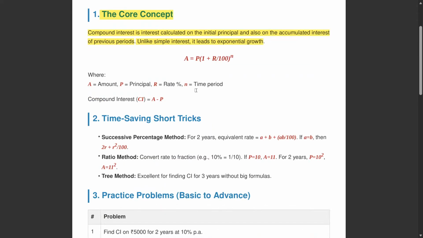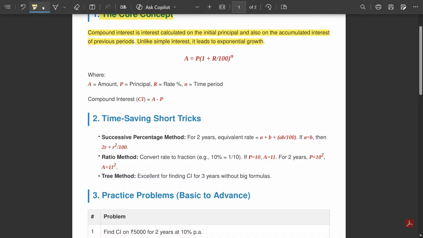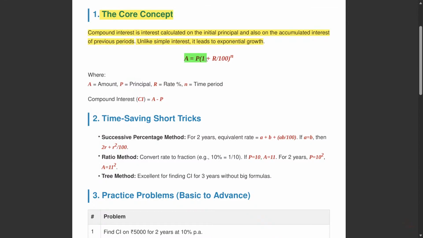Here is the formula for compound interest. A equals P into (1 plus R by 100) whole to the power n. Okay.